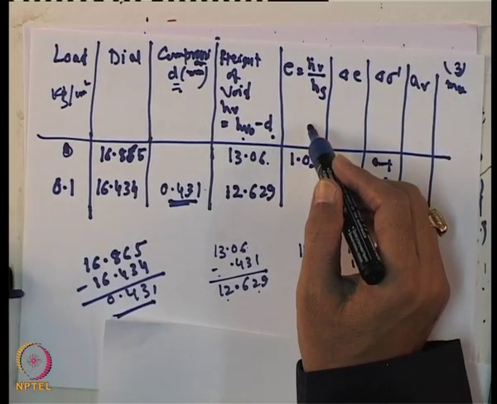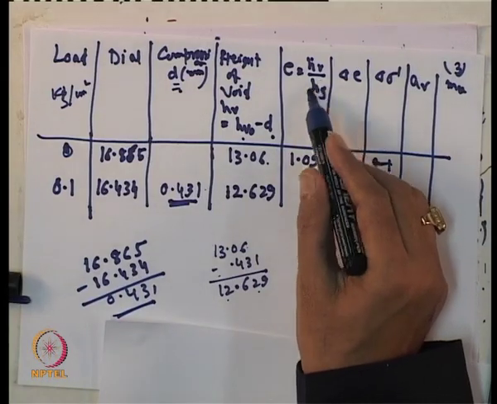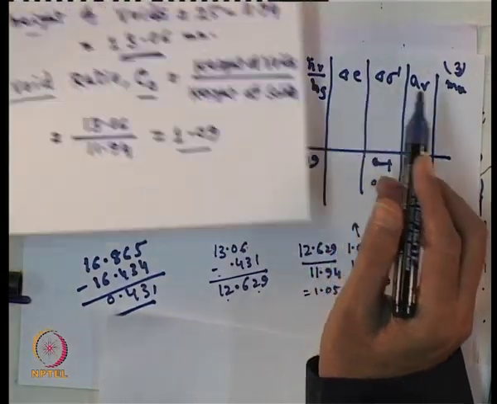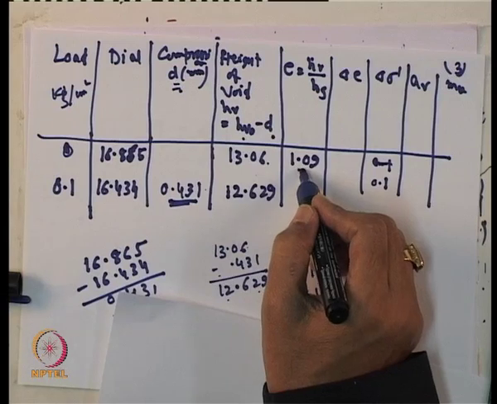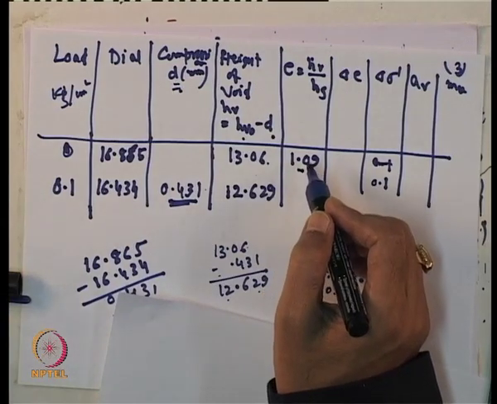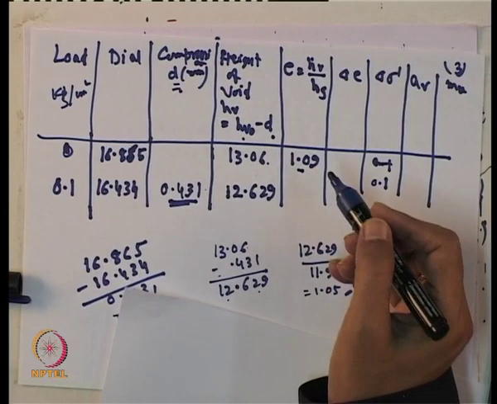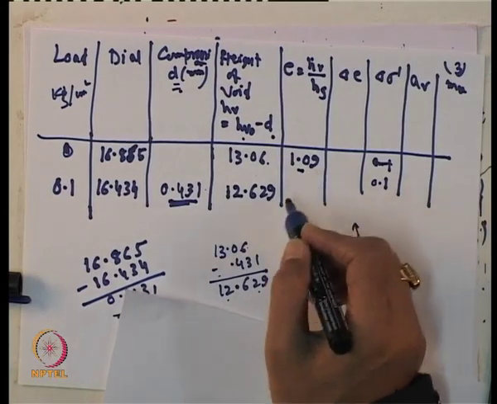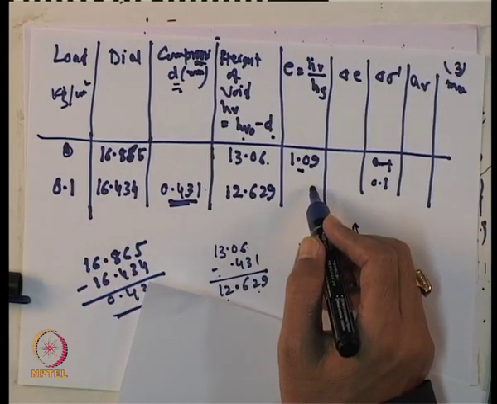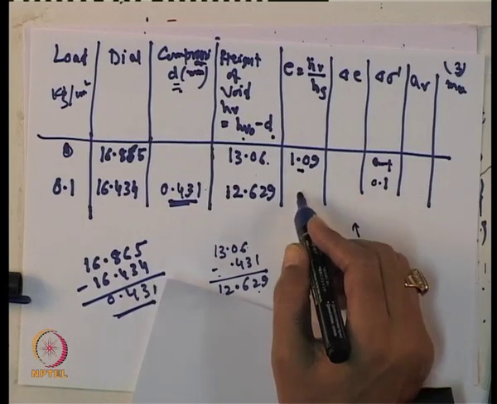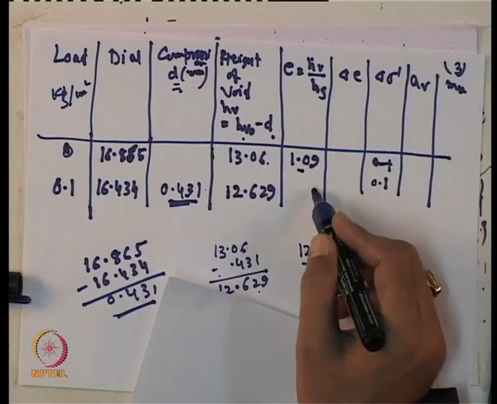Initially, the initial void ratio value we calculated earlier, that is e0, is equal to 1.09. Then next, at 0.1 kg per centimeter square of loading, we have to check what will be the void ratio.